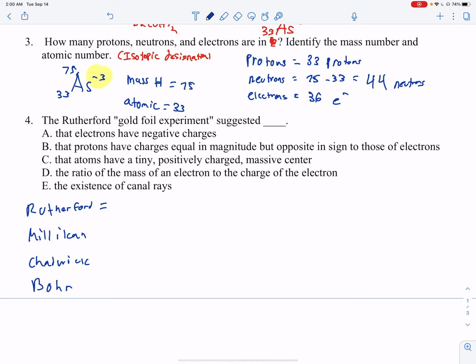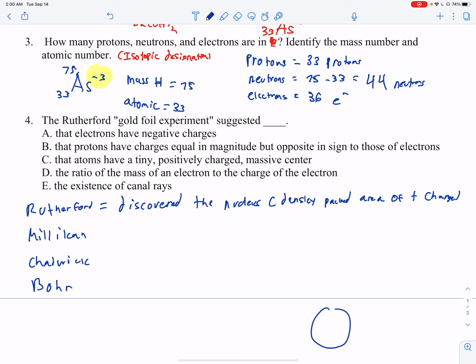Well, let's see. Rutherford discovered the nucleus. He described it as a densely packed area of positive charge. Because remember, when you look at an atom, you have the electrons that kind of sit on the outskirts. All those green dots are electrons. And then in the center of the atom, you have the nucleus. And the nucleus has protons and neutrons. But remember, neutrons don't have a charge. So when he did this experiment, he said, oh, the center of the atom is positively charged, and I'm going to call it a nucleus. He didn't realize that there are neutrons in there because the neutrons don't have a charge. He did this via what we call a gold foil experiment.